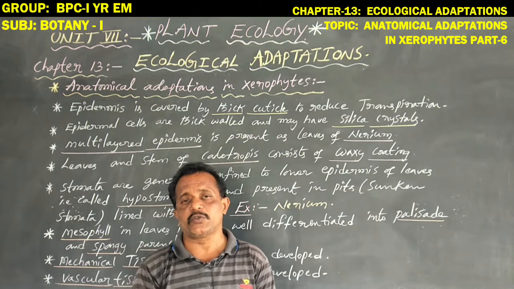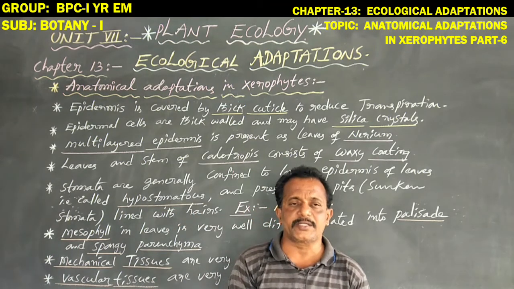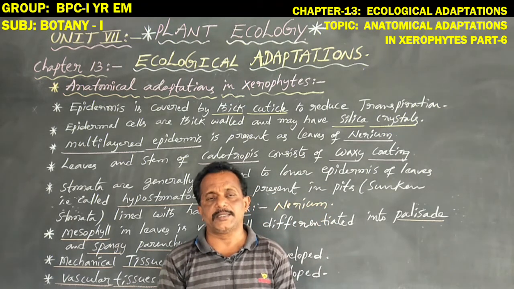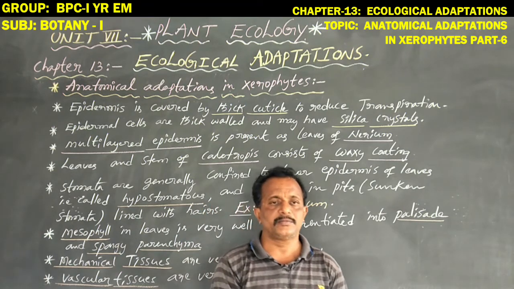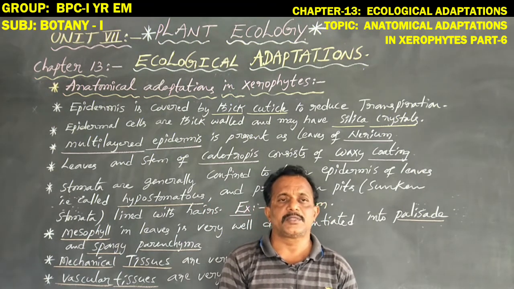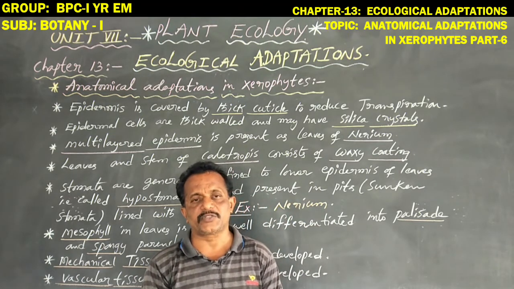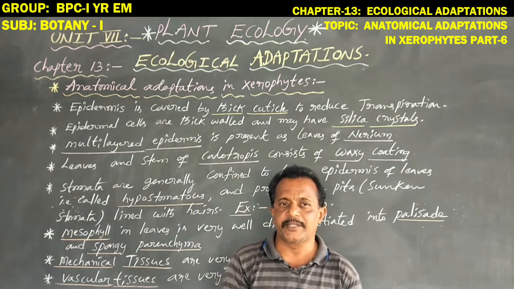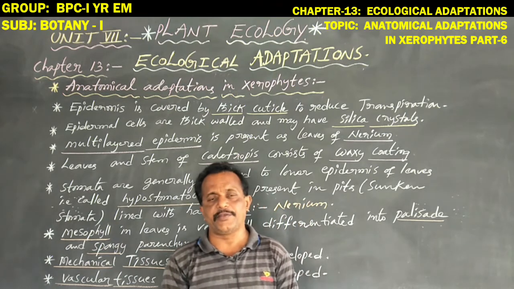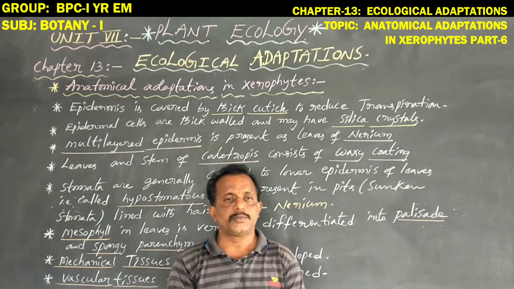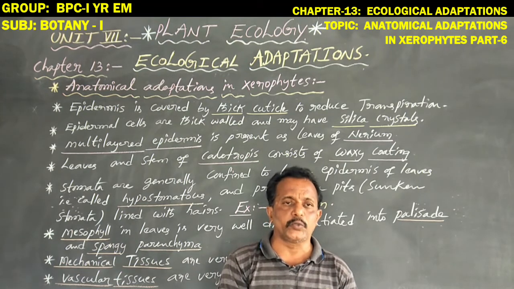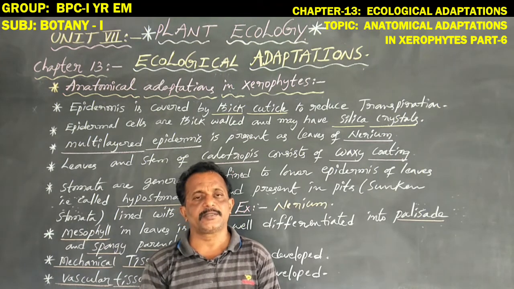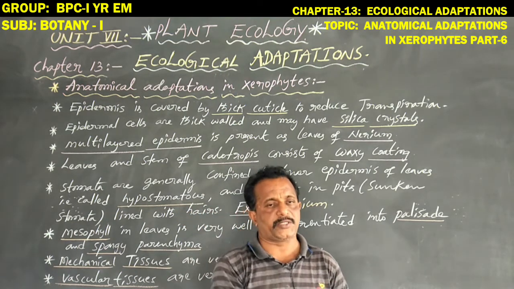Dear students, anatomical structure, that is the internal parts of the plant body, is clearly shown on a transverse section of root, transverse section of stem, and transverse section of leaf, that is TS of root, TS of stem, TS of leaf. Anyhow, in xerophyte plants the TS of root, TS of stem and TS of leaves contain three main parts.